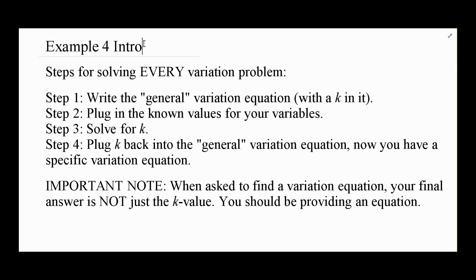Now, I do want to point out that your final answer doesn't stop at step 3. Your final answer is not ever going to be k equals. That's not a final answer. We're going to be asked one of two types of questions with variation: either find the variation equation, or solve some word problems. If we're solving a word problem, then we're not going to answer k equals. We're going to answer with blank feet or blank inches or whatever it might be. If you're asked for an equation, then we need to have an equation with the variables from the problem in it.